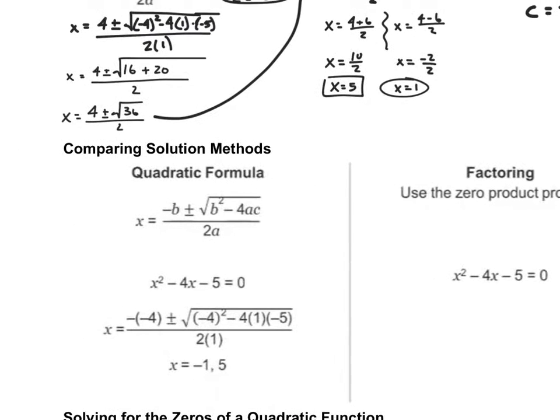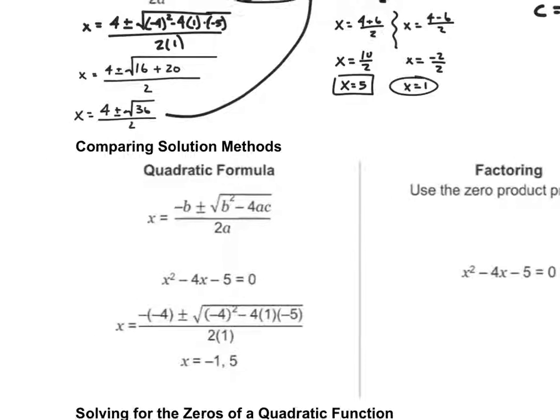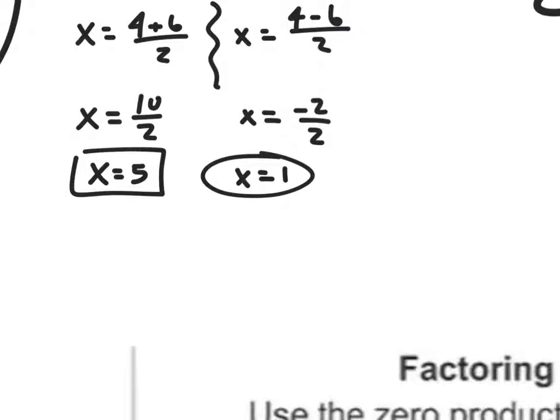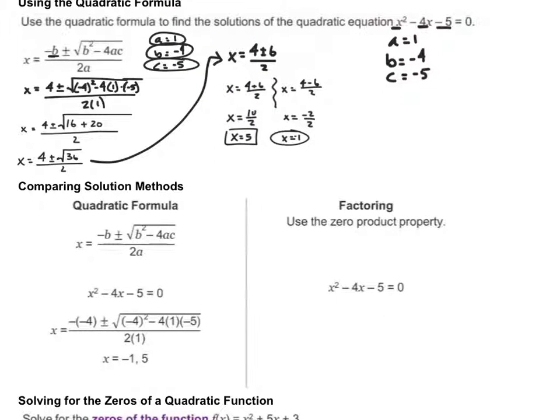Now, comparing the solutions to the quadratic formula. So we did this, and this is negative 1. My bad. Okay? And so let's take a look. We did this using this method. We got x equals negative 1 and x equals 5. Now let's go back and just factor this and see what we get.